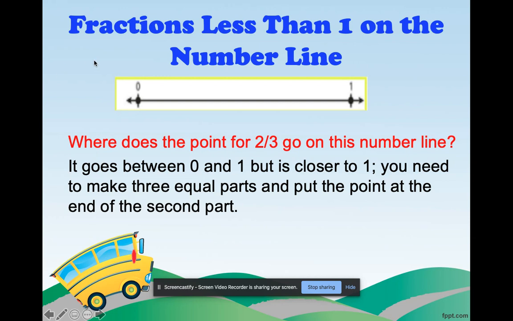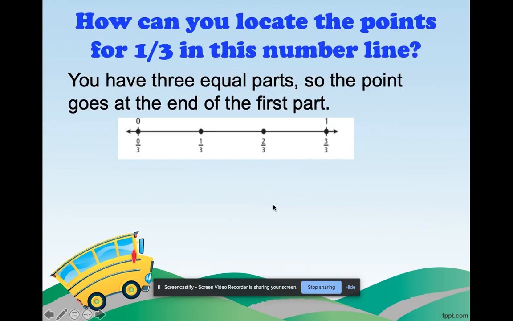For example, if we want to locate 2 over 3 on this number line, it goes between 0 and 1, but it's closer to 1. You need to make 3 equal parts like what the denominator is telling me to do, and then you're going to put the point at the end of the second part, which is what the numerator is telling me we have. How can you locate the point for 1 over 3 on this number line?